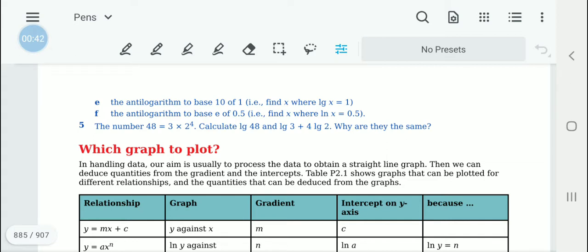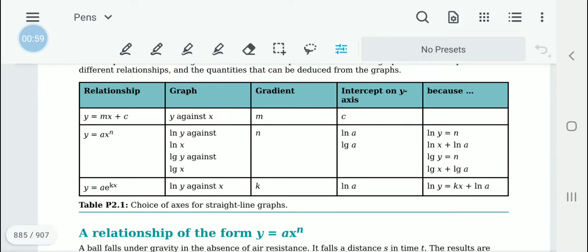For example, we can figure out what the intercept on the y-axis means, and what the gradient would give. So like that we can get a lot of information, and this information can be obtained when there is a straight line. There are three kinds of graphs that we have to discuss. y equals mx plus c, that is the straight line. Then the graph is y against x, and the gradient would be m, and the intercept would be c, and we need to understand what each quantity would represent.